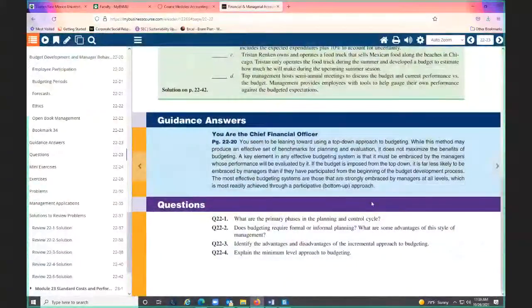Well, first of all, our questions here are: what are the primary phases in the planning and control cycle? Does budgeting require formal or informal planning? And what are some advantages of this style of management?